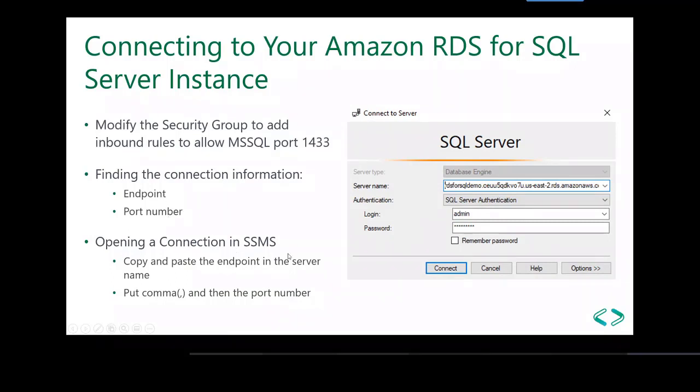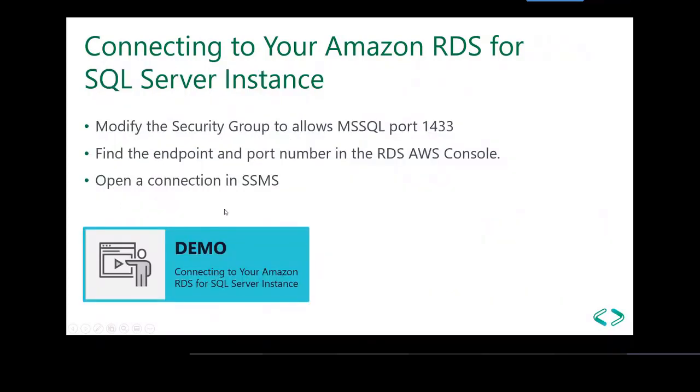Very quickly, you need to find the endpoint and the port number. After that, you just need to open SSMS and paste in the endpoint, put in the correct port number, of course with a comma before the port number, and make sure you key in the correct password and connect. That would be it. We're going to do a demo right now. You're going to be amazed how quickly we can connect to it.